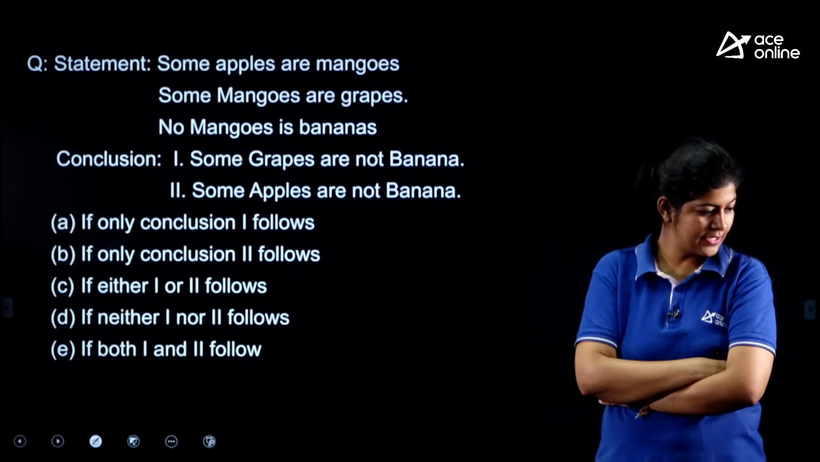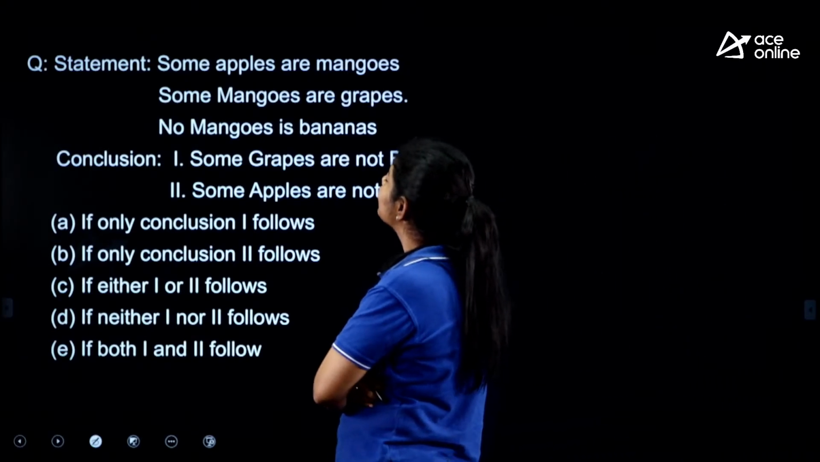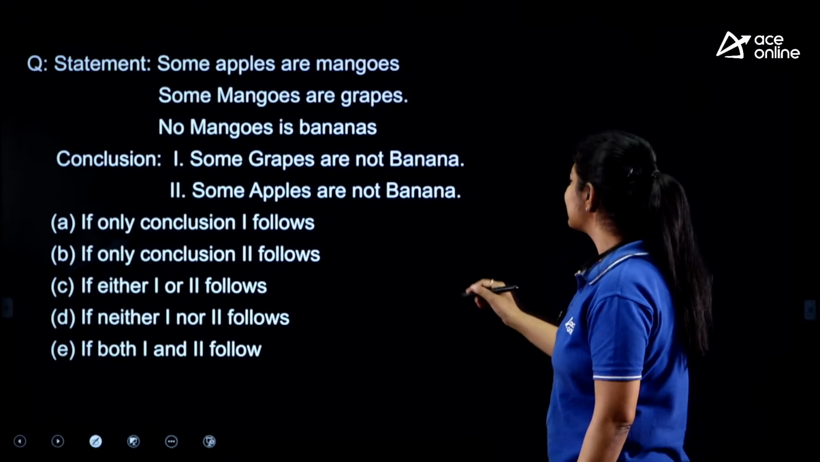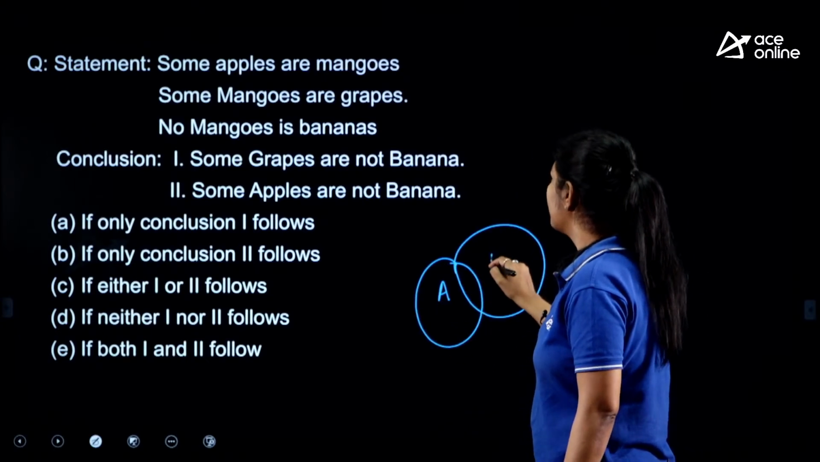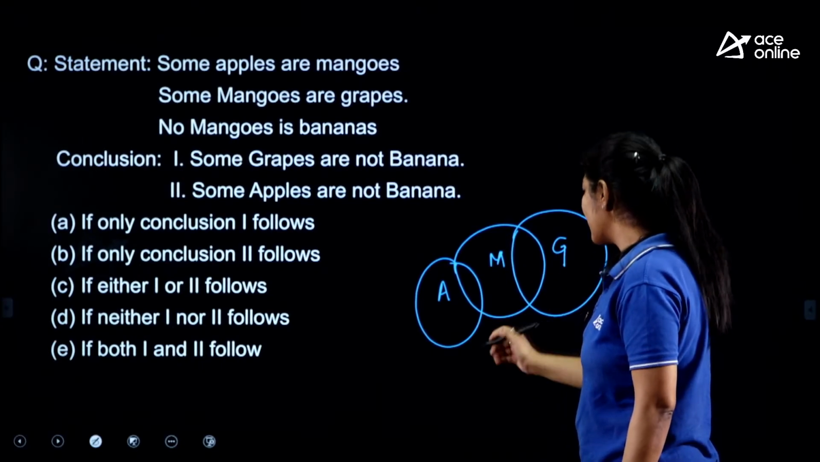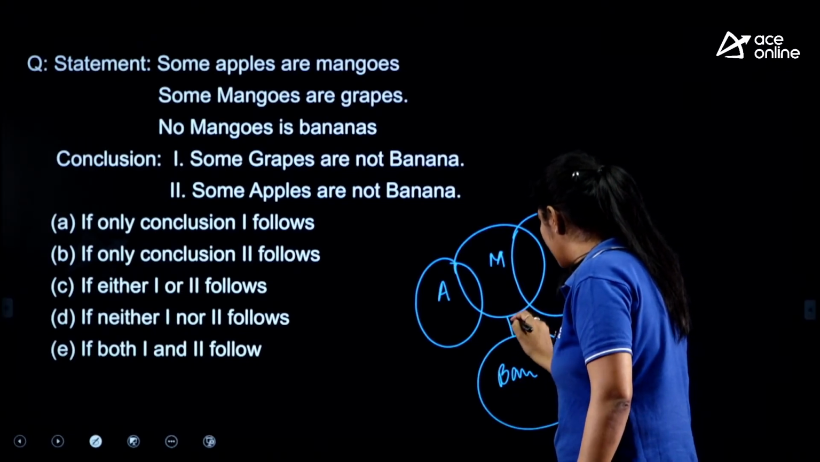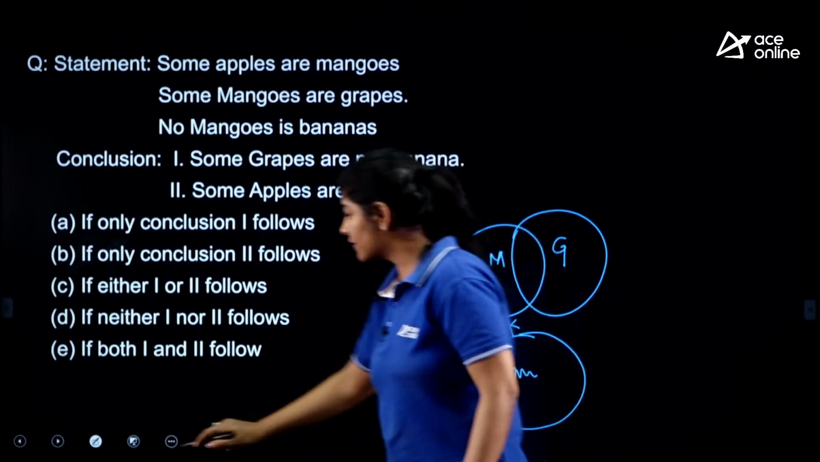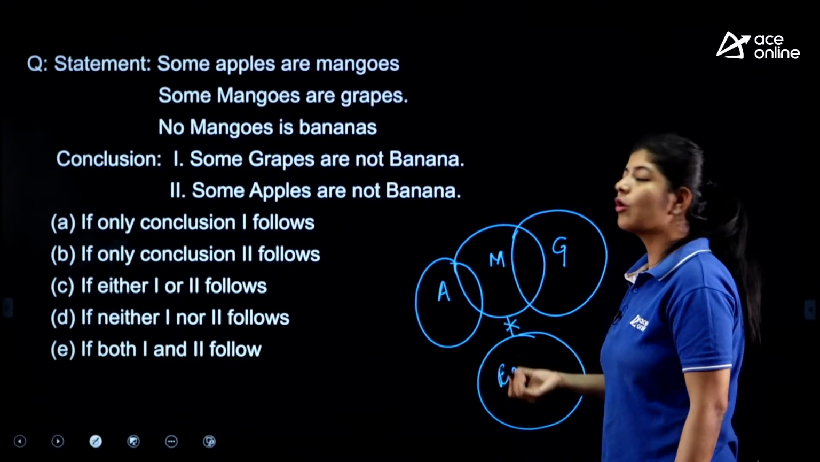Okay, very good, Ragla. Very good, Radhe. Let's see again, you both are giving different answers. Some apples are mangoes. Some mangoes are grapes. And no mango is a banana. Right? Okay. Now, on the basis of this diagram, what I have to do is check my conclusion. Some grapes are not bananas.